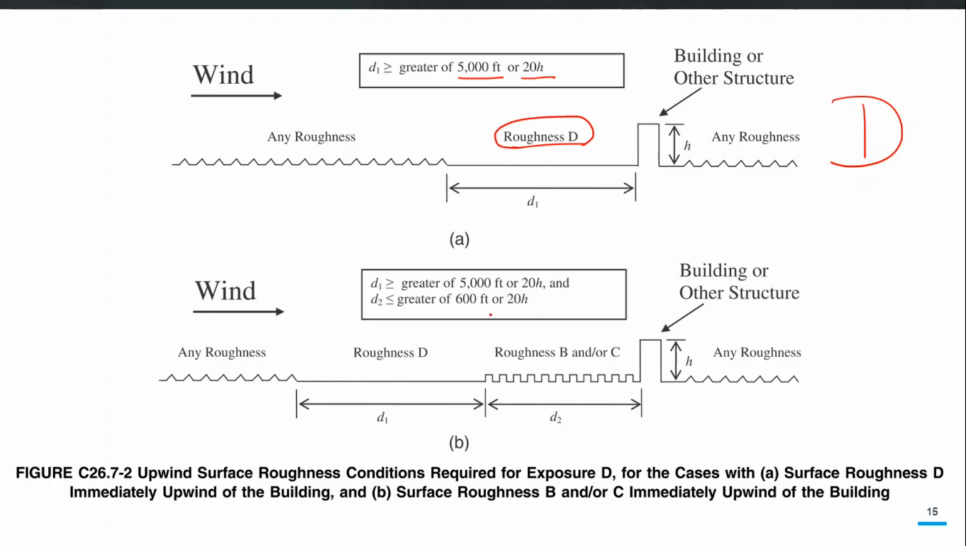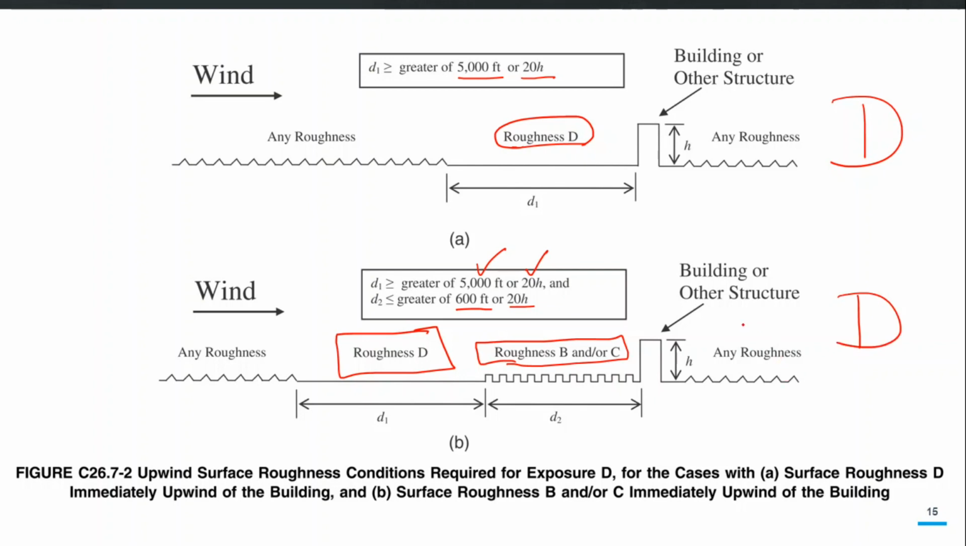Similarly, this is the second case where you can assign the surface roughness. For example, here you have the roughness B or C for a distance D2 and roughness D for a distance D1. If D1 is greater than 5,000 feet or 20 times height of the building, and D2 is less than the greater of 600 feet or 20 times height of the building. If these conditions are fulfilled, again you can assign an exposure category D for your building.